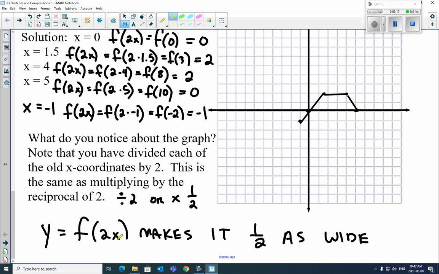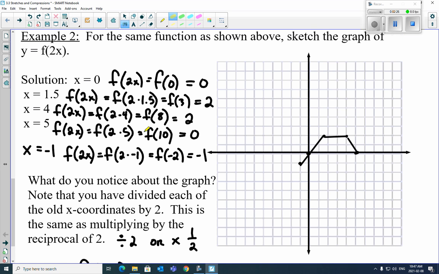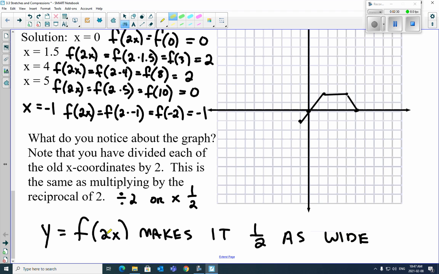So this is the part that's going to be the trickiest, is dealing with the x's in the middle, because it's backwards to the way you think. All this math up here was just to show you that. It's way easier just to memorize that, hey, if it's 2x, it's 2 times as narrow. If it's 1/2, it's 2 times as wide.